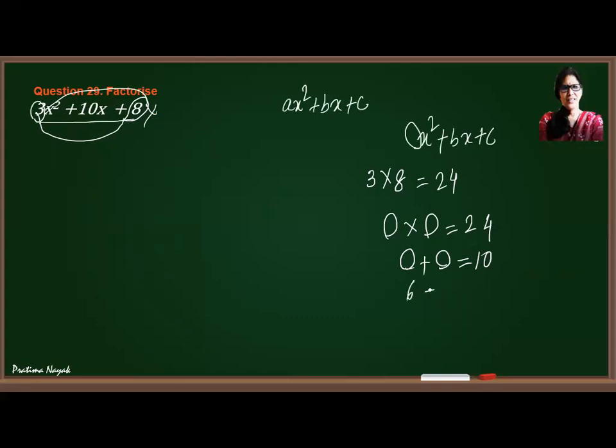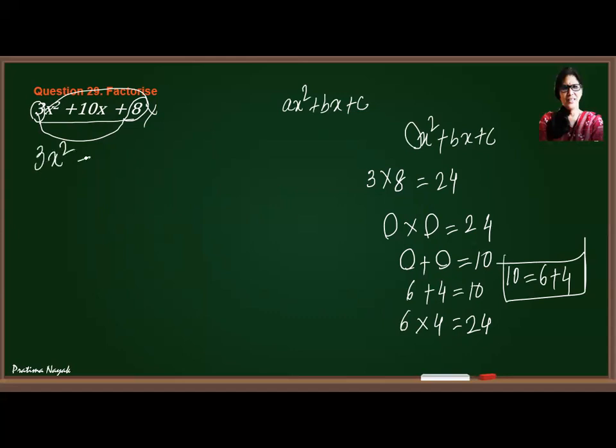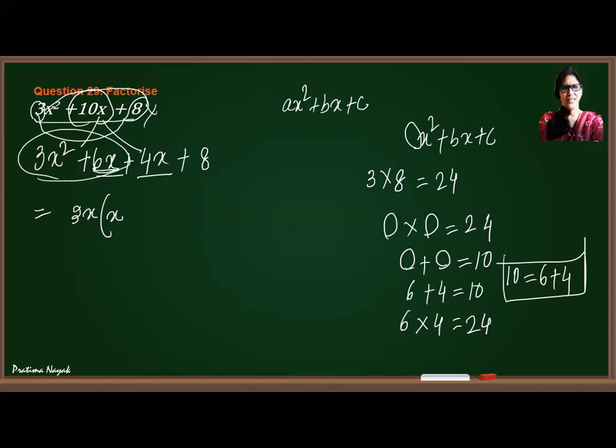So certainly this will be 6 plus 4, 10, and 6 into 4 is equal to 24. So you will break 10 as 6 plus 4. This is the splitting of 10 as 6 plus 4. So I'll write 3x square plus 6x plus 4x plus 8. So 10x we split into 6x plus 4x. Now out of these two I'll take 3x common. What will be left? x will be left. Here how much will be left? Out of 6 I have taken 3, so 2 will be left.